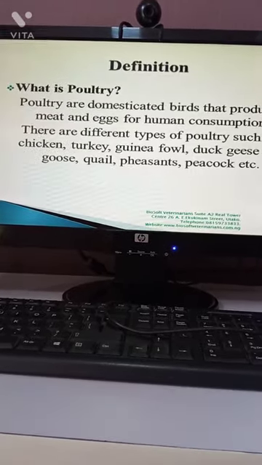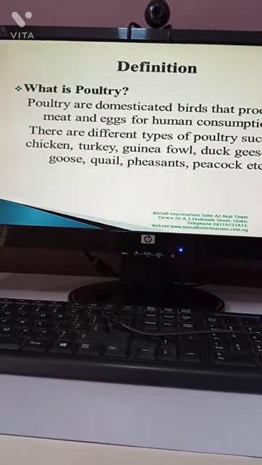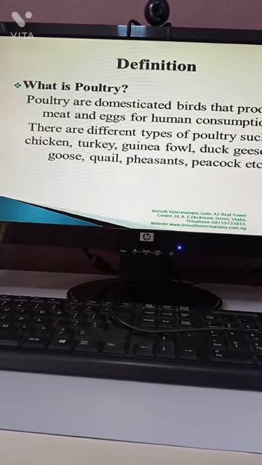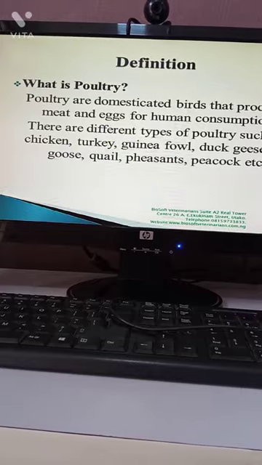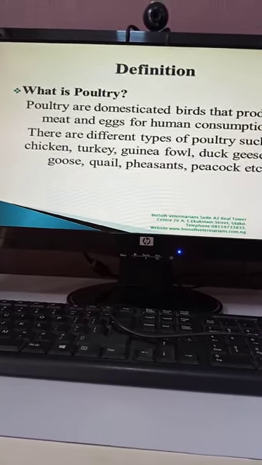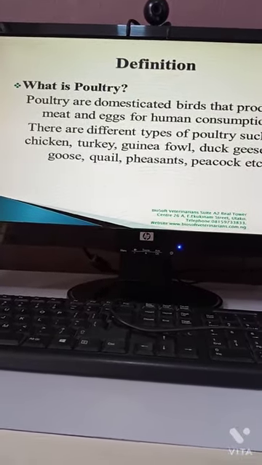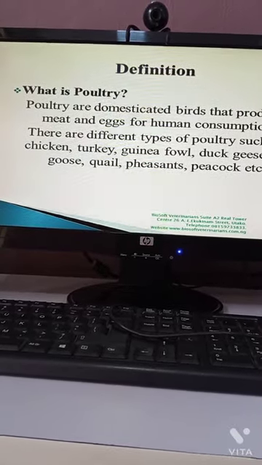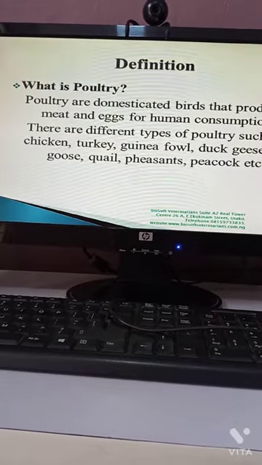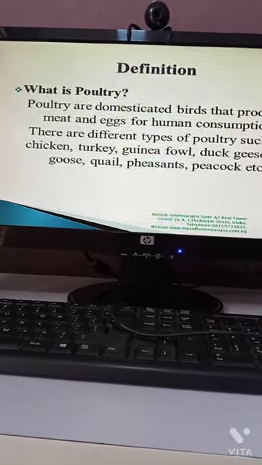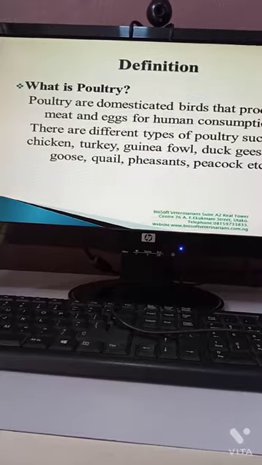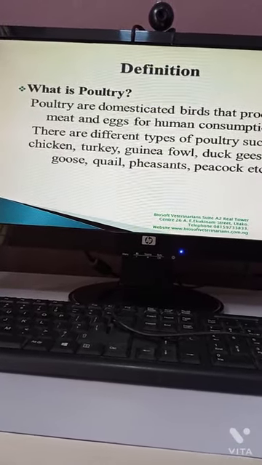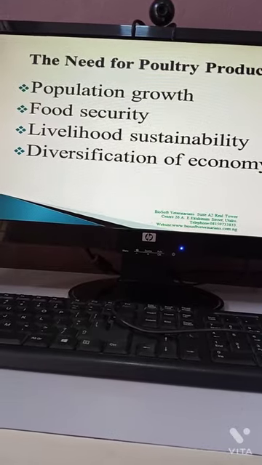So let's get started by defining poultry. What is poultry? Poultry are domesticated birds that produce meat and eggs for human consumption. There are different types of poultry, such as chicken, turkey, guinea fowl, duck, geese, quail, pheasants, peacocks. These are all poultry. They all belong to the poultry class of birds because they are reared for meat and eggs for human consumption.